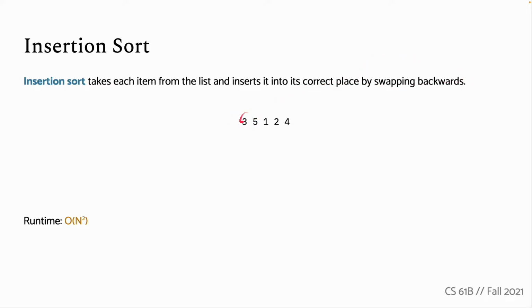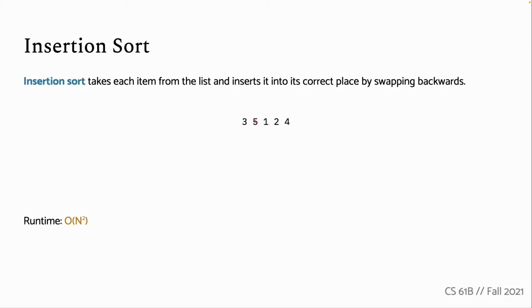So basically you'll start with this 3. I think there's nothing before the 3, so we're going to leave it in place. For the 5, we're going to compare it to the item immediately before it, and it's not less than 3, so we're going to leave it also in place. Now we're going to start with 1. 1 is less than 5, so we're going to swap the 1 and the 5, which makes the 1 go back by 1.